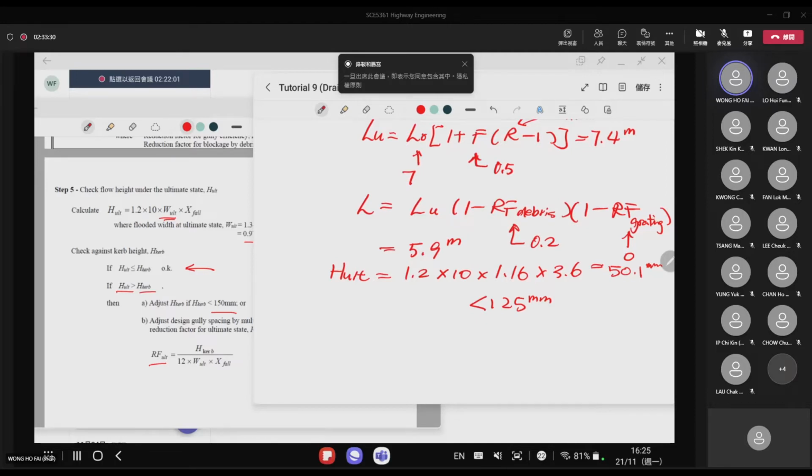So this one is not very difficult because actually you just follow all the graphs, all the charts, and then the equations. Then you can find all the answers. Okay? Okay, so that's it for the chapter today. Okay? And then we will have our final chapter next week, which is about the lighting of the highway, okay? And then we will have some final revision next week.